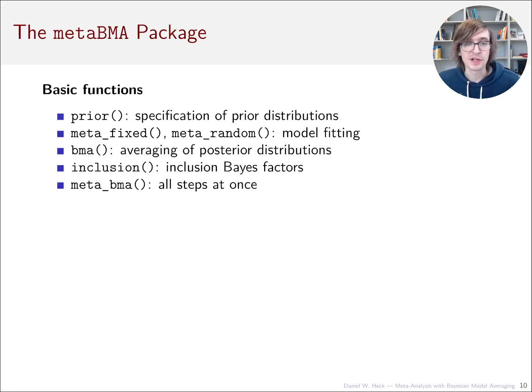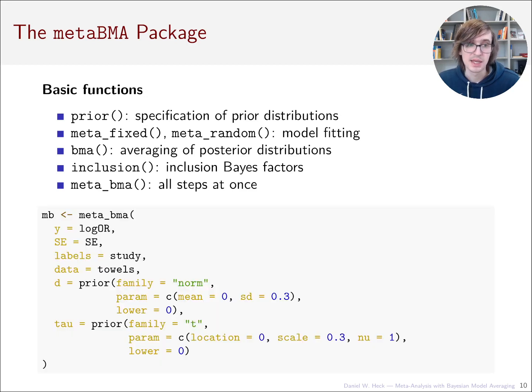Now, what are the basic functions of the package? You can specify priors, you can fit models, you can average across the models, and you can compute these inclusion-based factors I mentioned before. These are essentially the components I mentioned already, and all of these 4 steps are combined in a single function called metaBMA. And here you see how this is called. Essentially, you have 4 lines where you specify the input. This is a standard input for meta-analysis, as you would also do in other packages.